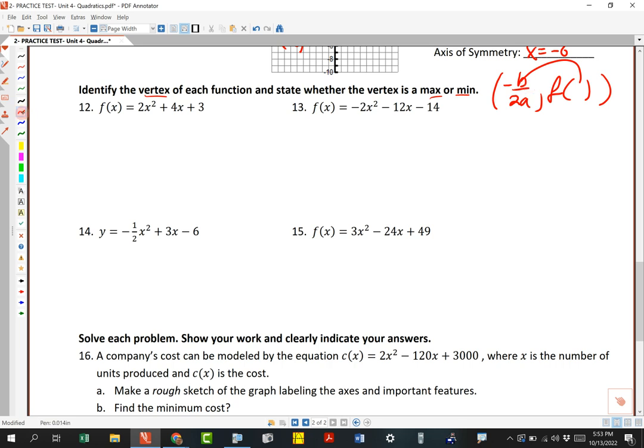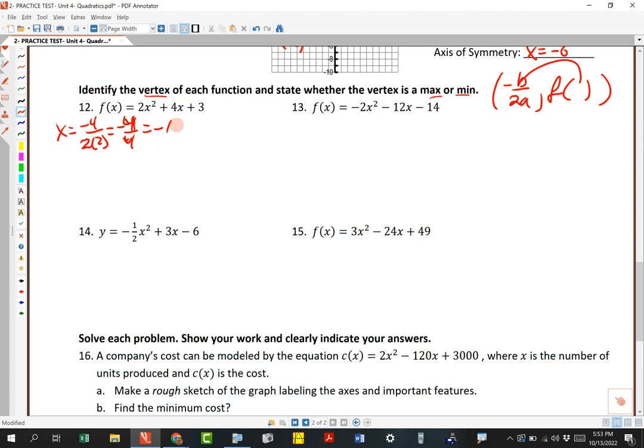So here's what we're going to do. We're going to take this and we're going to do that. The x coordinate is going to be the opposite of that one. So that's going to be -4 divided by 2 times 2. So that's going to be -4 over 4. So we end up with -1. So the x coordinate of the vertex is -1.